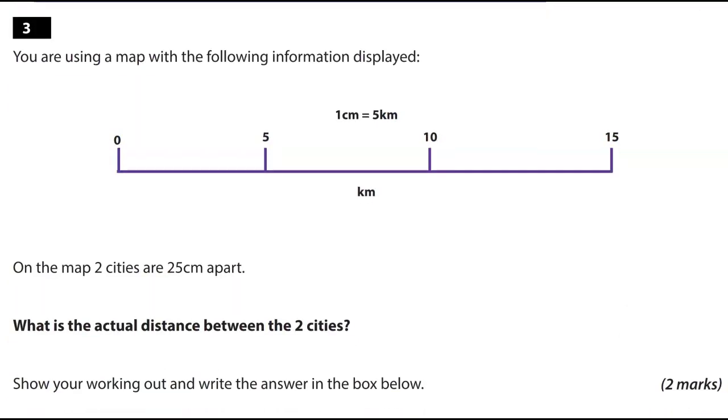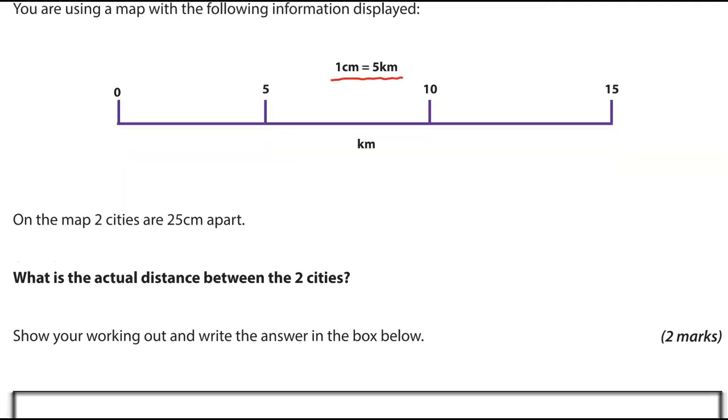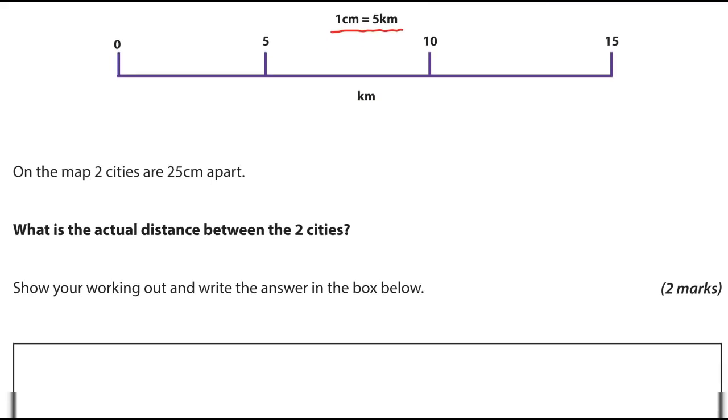You are using a map with the following information displayed. On the map, 2 cities are 25 centimeters apart. What is the actual distance between the 2 cities? Show your working out and write the answer in the box below. The key on the map says that 1 centimeter is equal to 5 kilometers. So what is 25 centimeters equal to in reality?